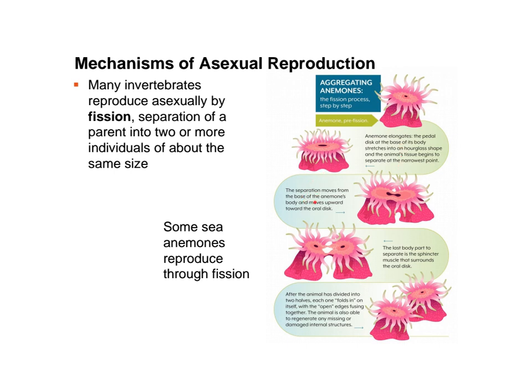The separation moves from the base of the anemone's body, you can see it beginning here, upwards towards the oral disc, which is here. The last part of the body to separate is the sphincter muscle that surrounds the oral disc, which you can see here. After the animal has divided into two halves, each one folds in on itself with the open edges fusing together. So you can see there are open edges here that now fuse together. And additionally, the animal is able to regenerate any missing or damaged internal structures.